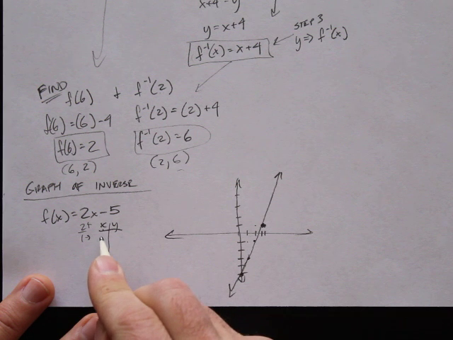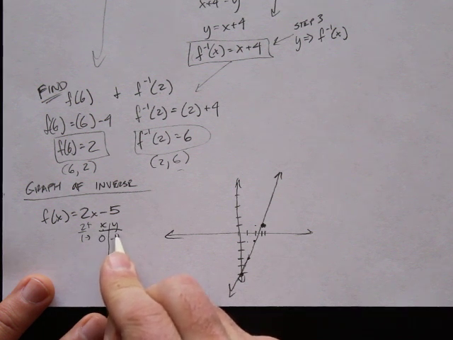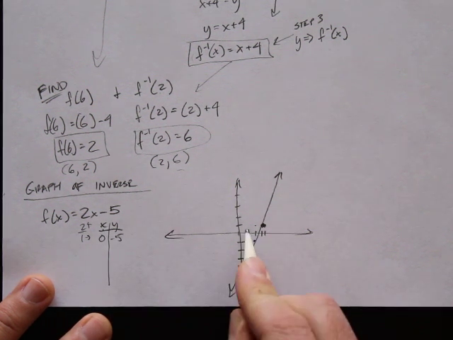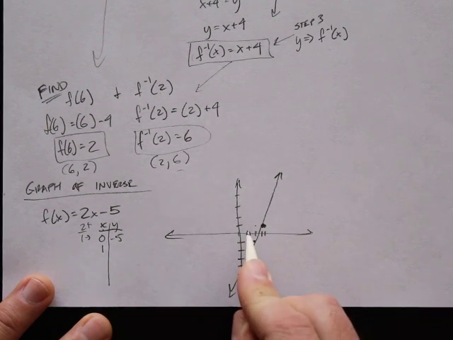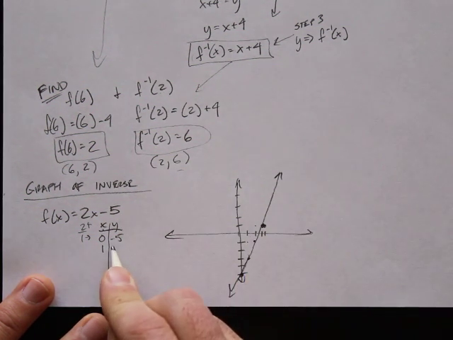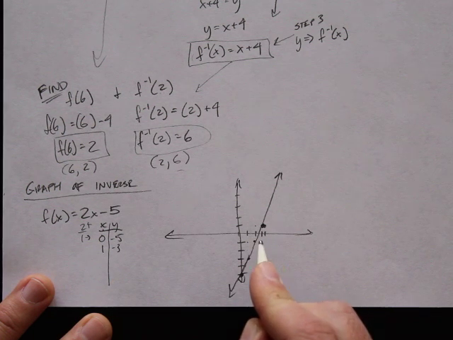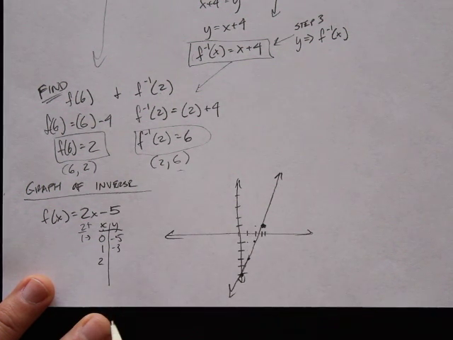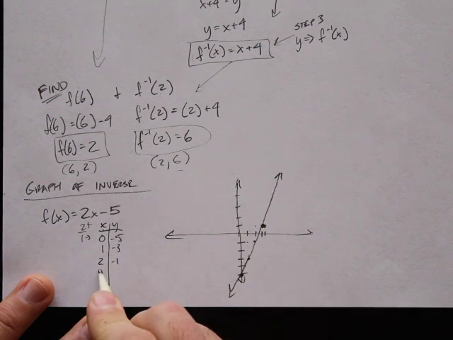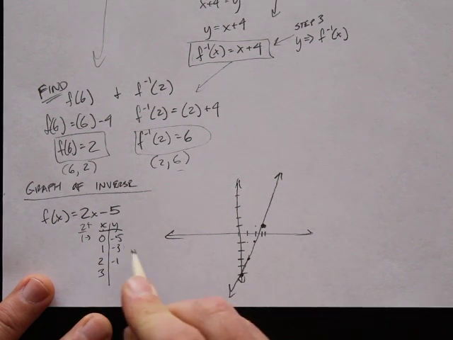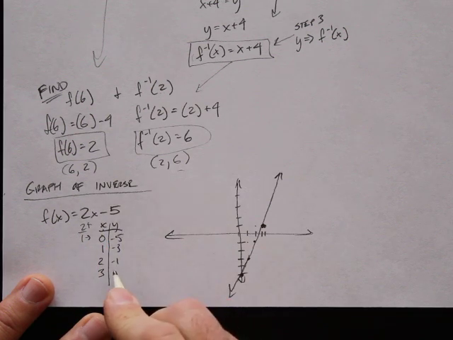When I plug in 0 for x, I get -5 here. When I plug in 1 for x, I get -3. When I plug in 2 for x, I get -1. And let's plug in 3 for x as well. 3 for x, I get 6 minus 5 is 1.